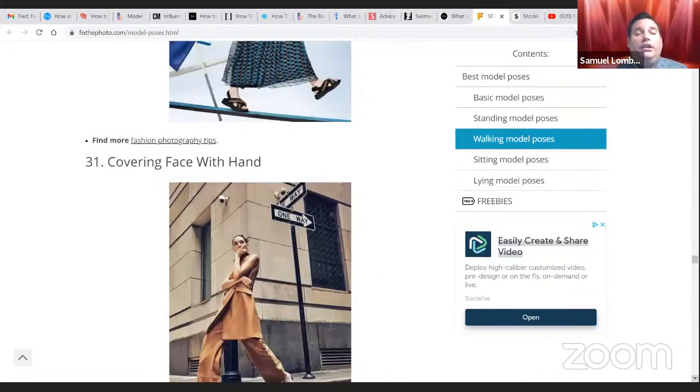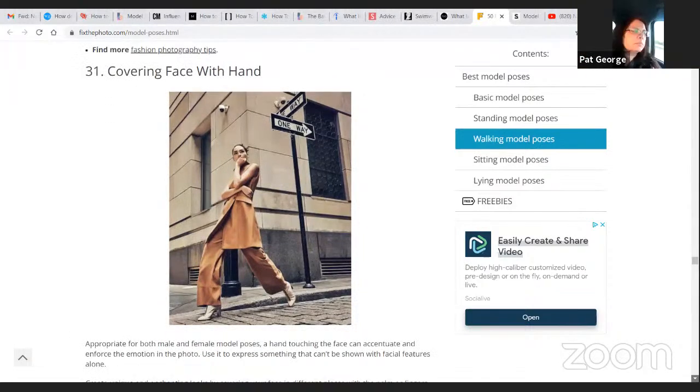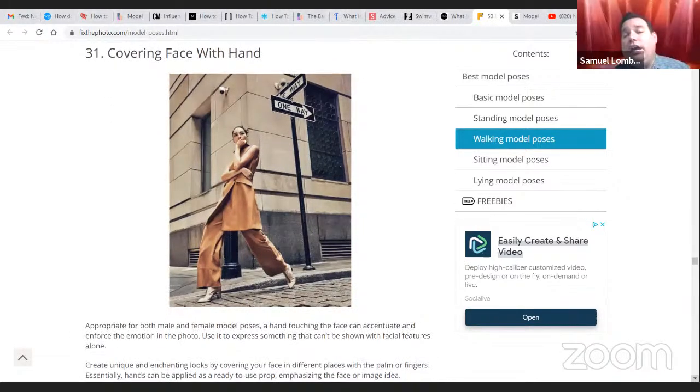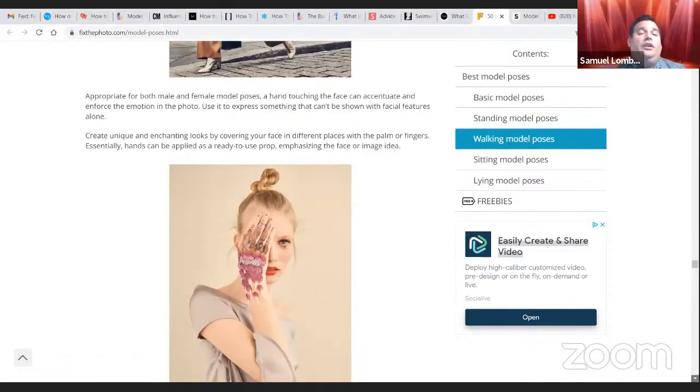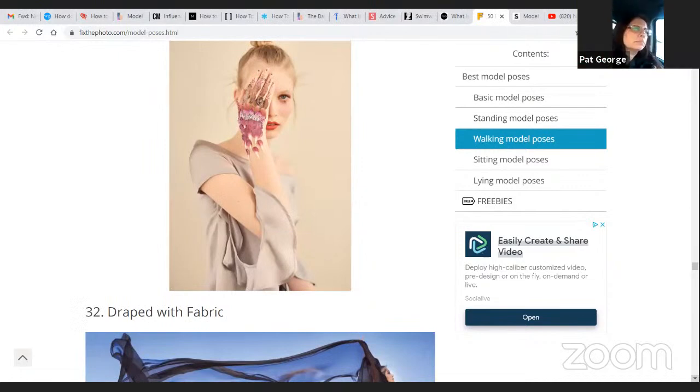Covering face with hand. And if you notice, a lot of the stuff with the face, like covering your face with your hand, all that's happening after you expose yourself because they want to be able to see you, more specifically. Again, this is hand over face.